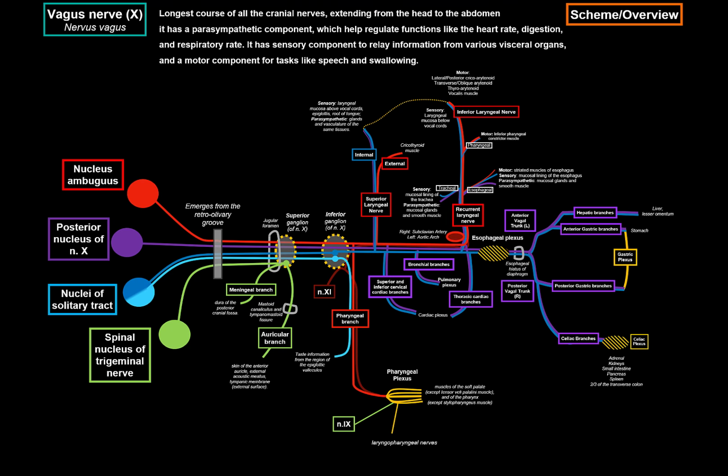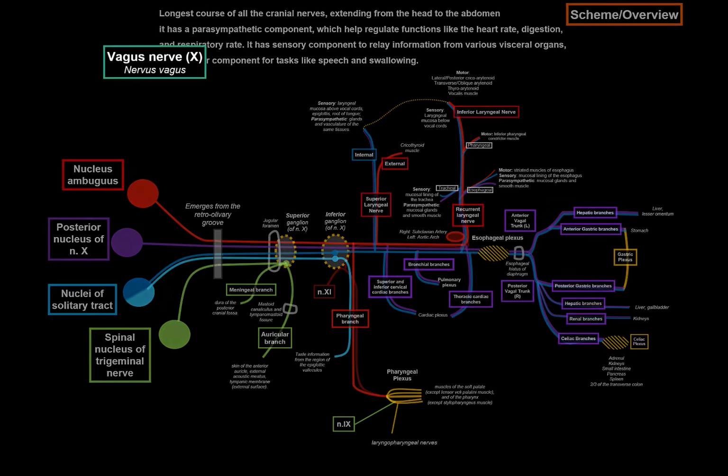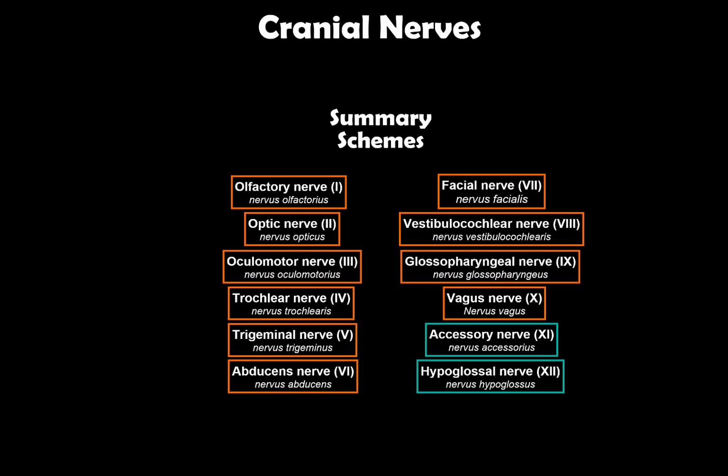The posterior vagal trunk is also going to give off a few fibers towards the liver to innervate the liver and the gallbladder, and a few fibers towards the kidneys. So that is the general scheme of the vagus nerve. Again, keep in mind there are variations according to what source you study from.